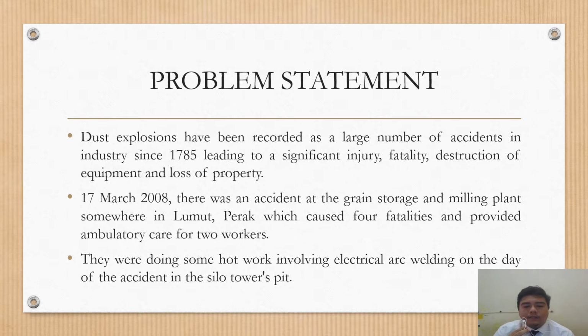There was an accident at a grain storage and milling plant in Lumut, Perak, on 17 March 2008, which caused 4 fatalities and required ambulatory care for 2 workers. It was discovered during the forensic investigation that they were doing hot work involving electrical arc welding on the day of the accident in the silo tower pit.